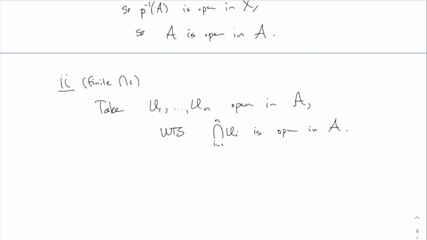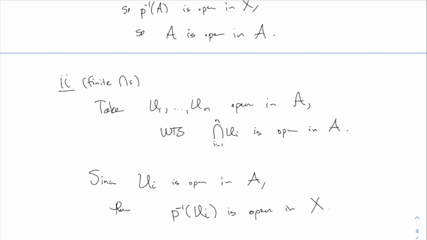If everything is going well for you in life, you should be able to work this out just by writing out definitions. So I'm going to say, since these are open in A, what does that mean? It means the preimage is open in X. That's the definition of open in A. So, since Ui is open in A, then P inverse of Ui is open in X. That's what it means to be open in A. So the preimage is open in X.